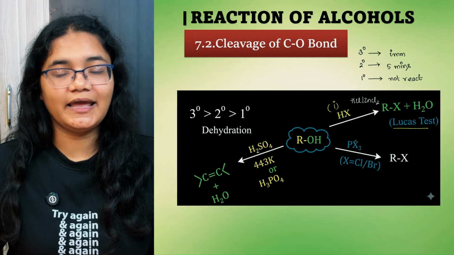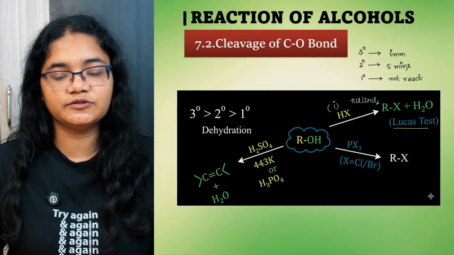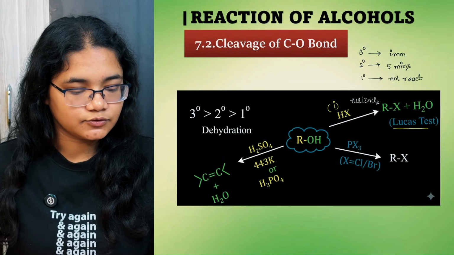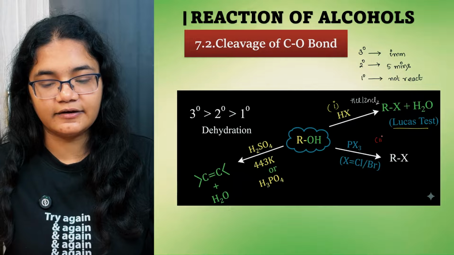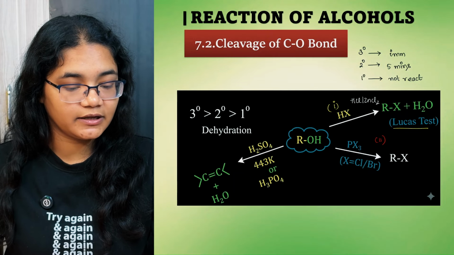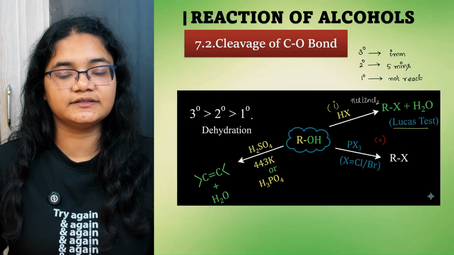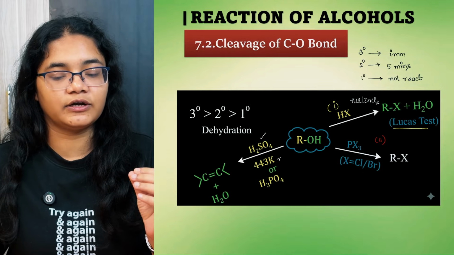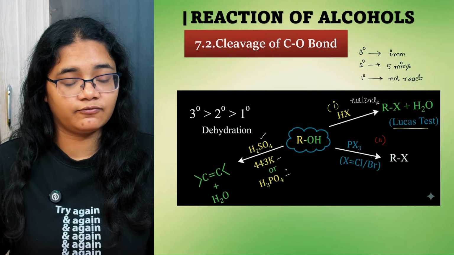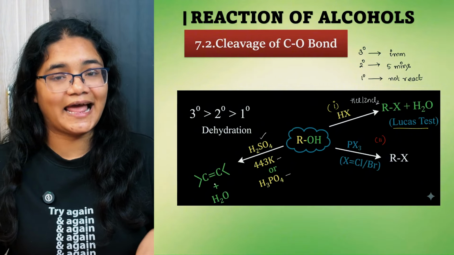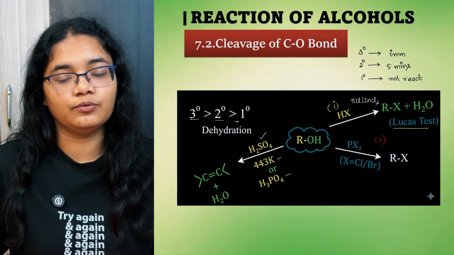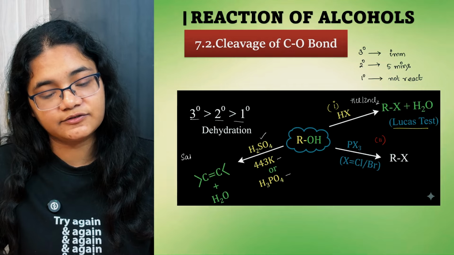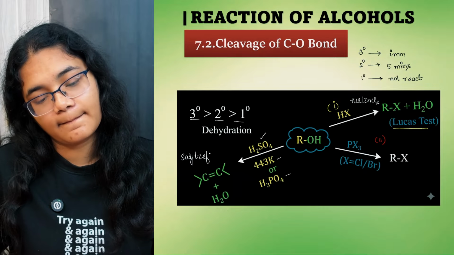Now reaction with PX3. When you have ROH plus PX3, the OH group gets converted to RX. So this is the second reaction, reaction with PX3. Now, what is my third reaction? The third reaction is the dehydration reaction. If you take alcohols and treat with H2SO4 at 443 Kelvin, or you can even use H3PO4, we will get the dehydrated product, alkenes, and the order of dehydration is 3 degree, 2 degree, and 1 degree. What is important here is the product formed always follows the Saytzeff rule.